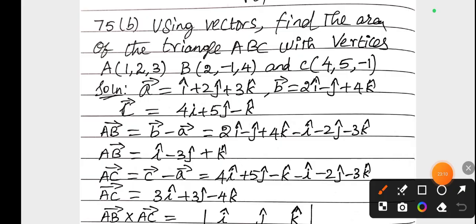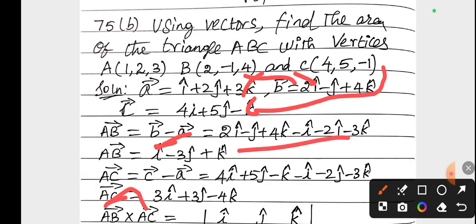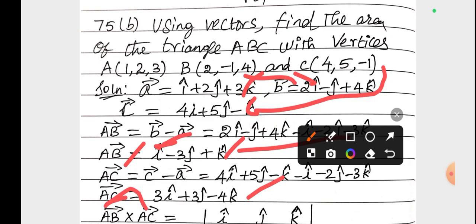Using vectors, find the area of a triangle with vertices. The area of a triangle we already know: half into base into height. So you want to do half into the two segments AB and AC. Half is mandatory. A vector is i cap plus 2j cap plus 3k cap, B is 2i cap minus j cap plus 4k cap, C is 4i cap plus 5j cap minus k cap. So AB vector is B minus A: subtract and get i cap minus 3j cap plus k cap. AC is C minus A: again subtract and get 3i plus 3j minus 4k.